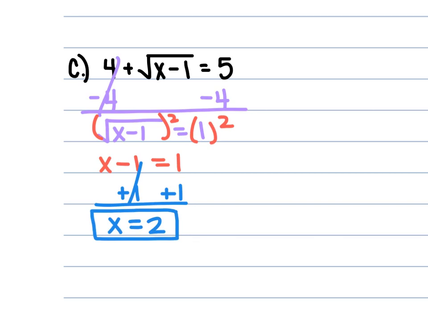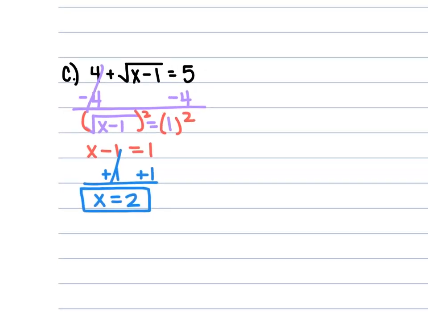If we checked it, we would have 4 plus the square root of 2 minus 1. 2 minus 1 is 1. The square root of 1 is 1. 4 plus 1 is 5. So we're good.